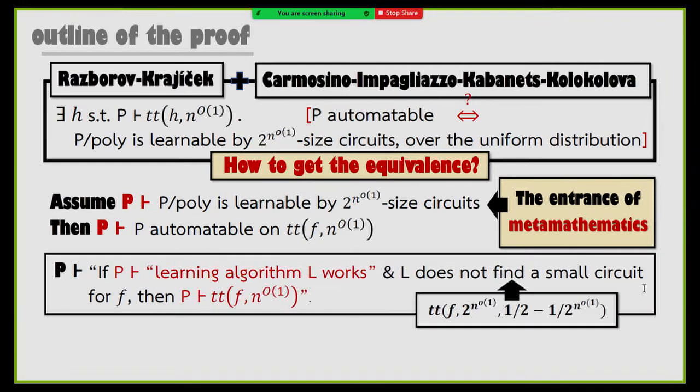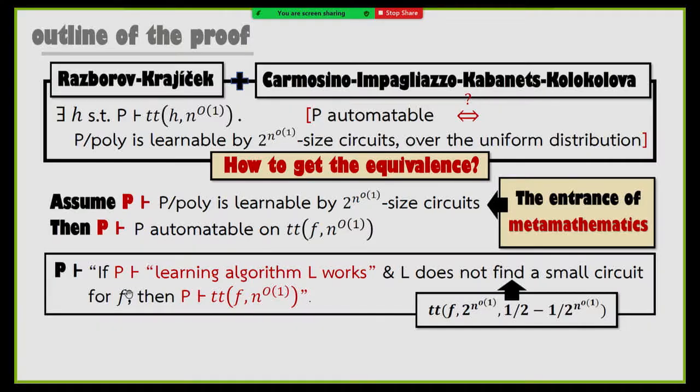Moreover, we can go to the next level and formalize also the statement that if the proof system P proves efficiently that learning algorithm L works, but the learning algorithm doesn't find a small circuit on the function f, then the proof system P proves efficiently that function f is hard. And when does it happen that the learning algorithm fails? Well, we know that if the function f is hard for sub-exponential size circuits, then the learning algorithm will definitely fail to find a small circuit for the function f, because the learning algorithm is small itself.